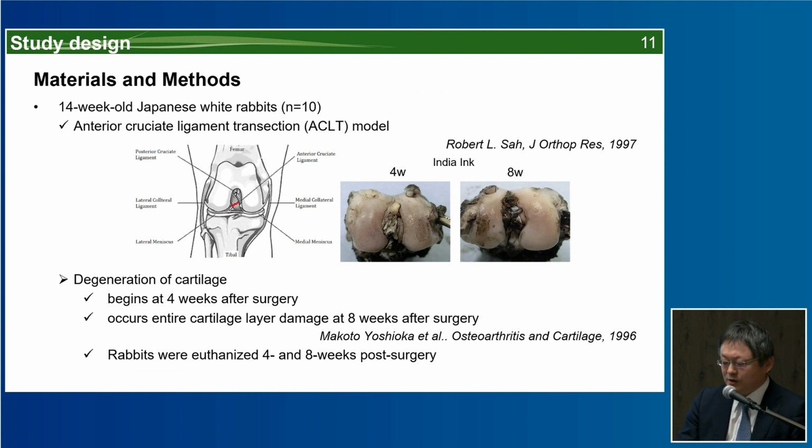After the preliminary trial, we made an animal cartilage degradation model in rabbit by cutting the ligament in the center of the knee. In this model, we can see cartilage degeneration from 4 weeks after surgery. MRI evaluations were performed 4 and 8 weeks after surgery.